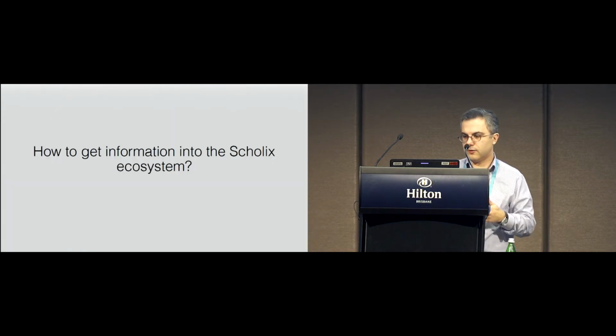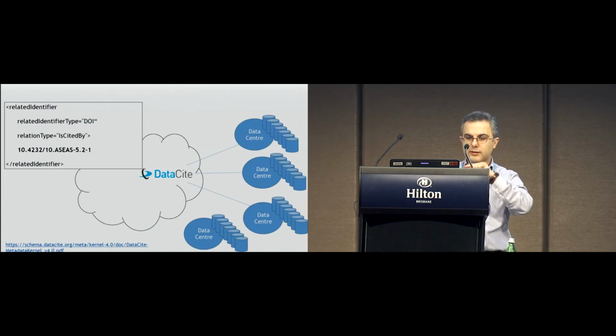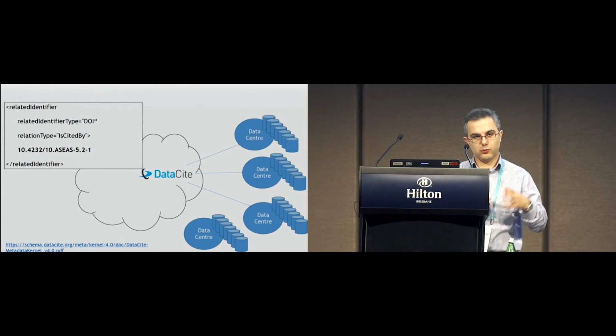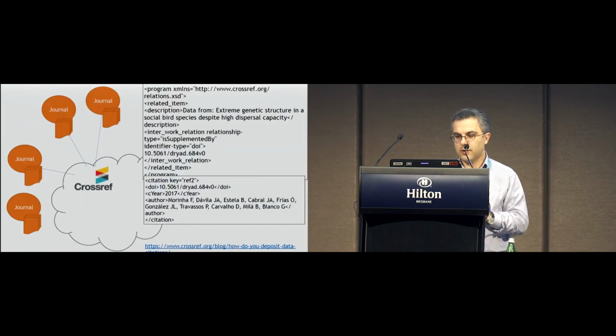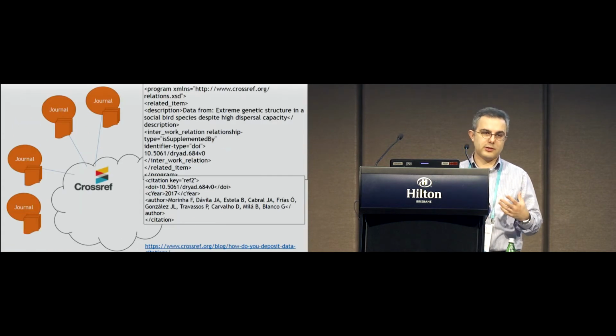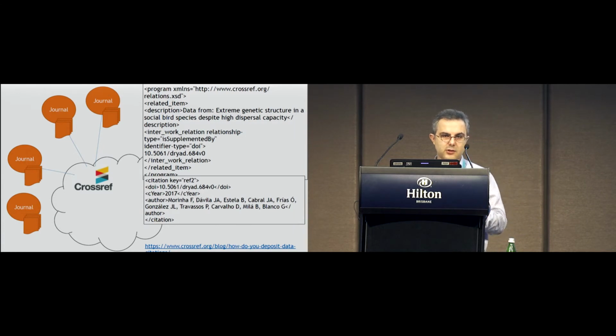Now, how we actually get information into this system, and I believe later on there is a slide about how to get information out of that system. To get it into this, there are a couple of different ways. One of them is that in the DataCite metadata, there are the related objects that you can identify, and that information goes into the Scholix hub. There is the same thing for Crossref, that you can actually identify the related items to your publication.